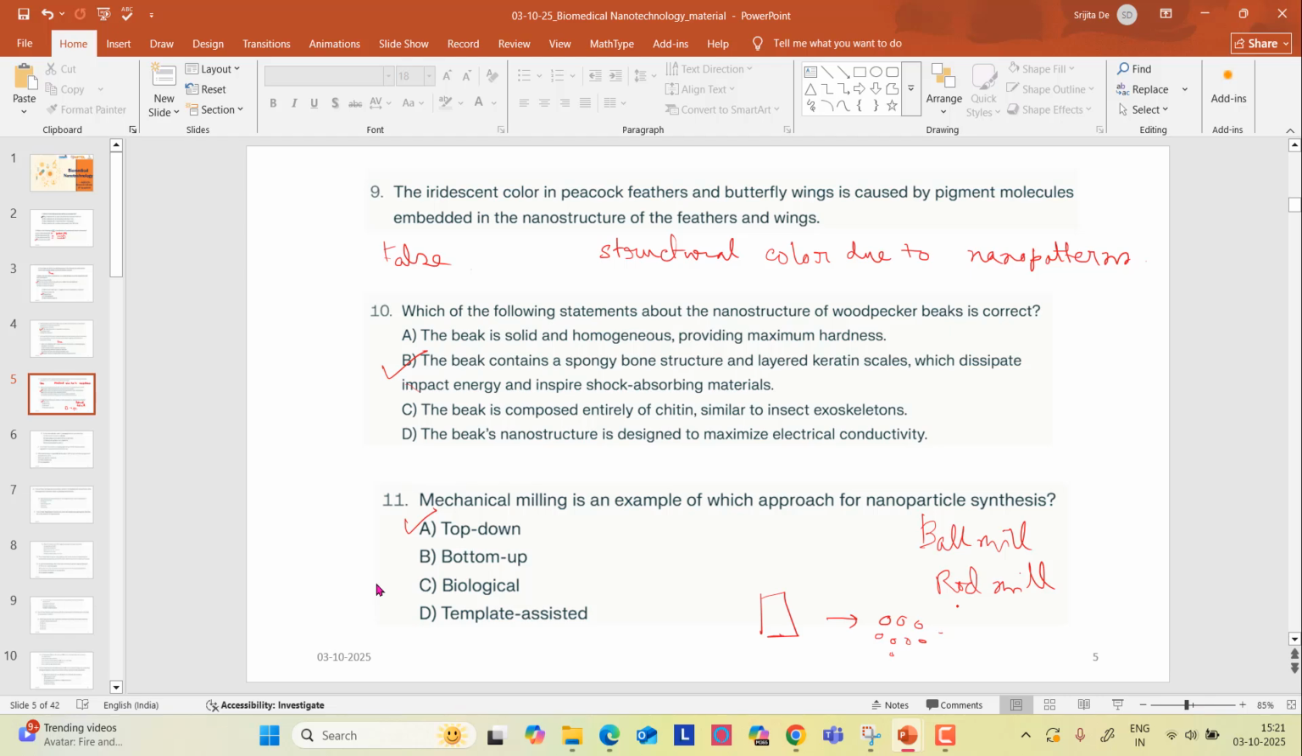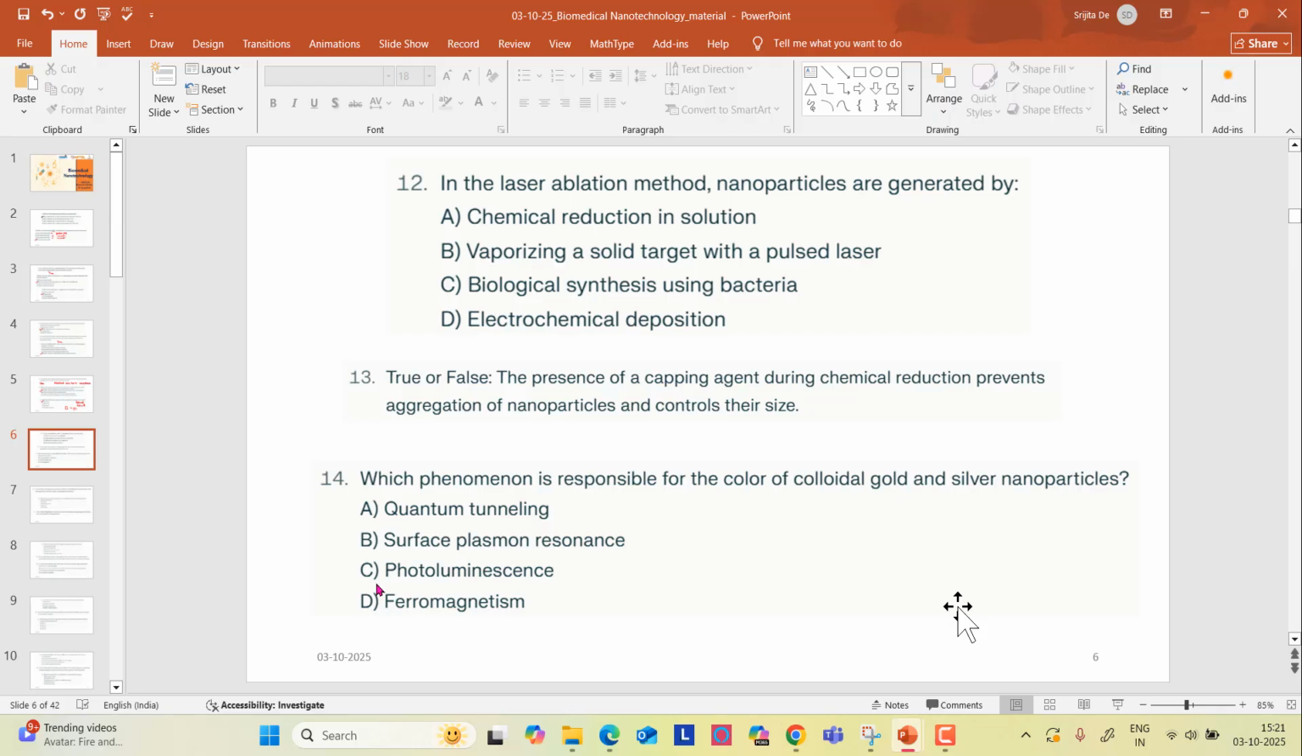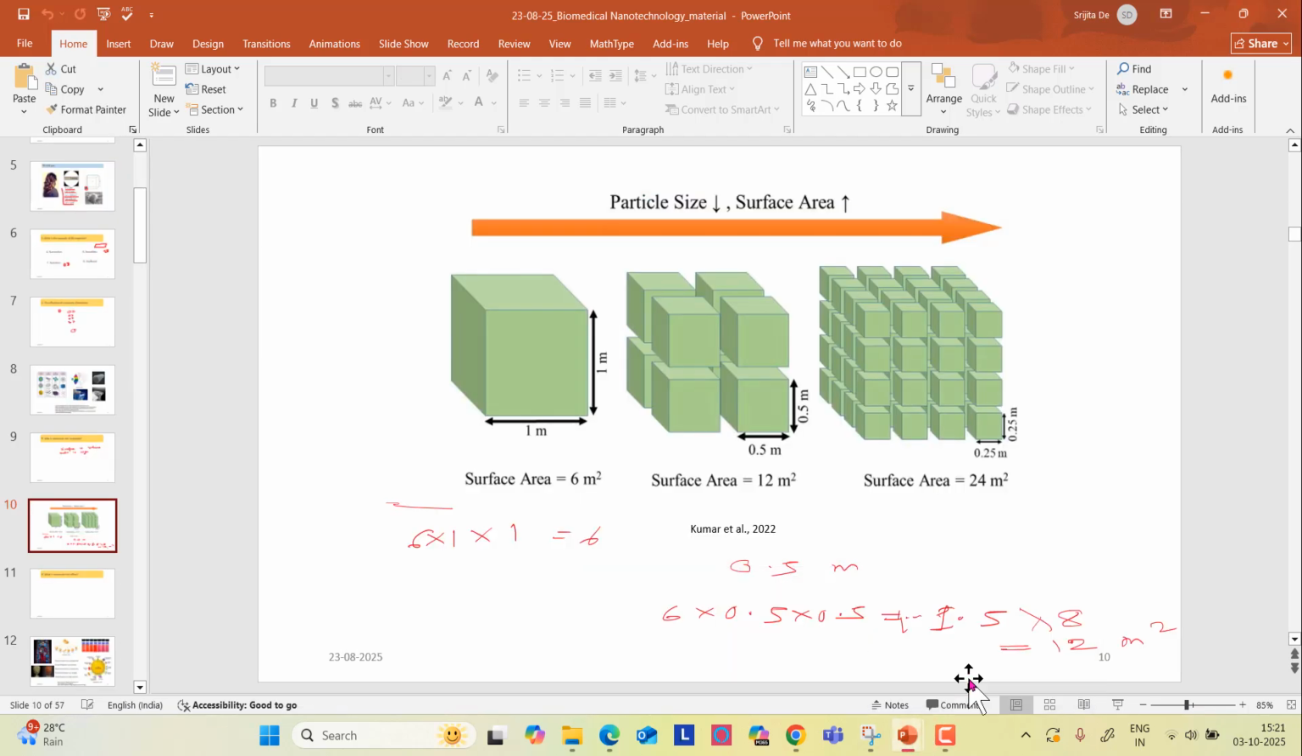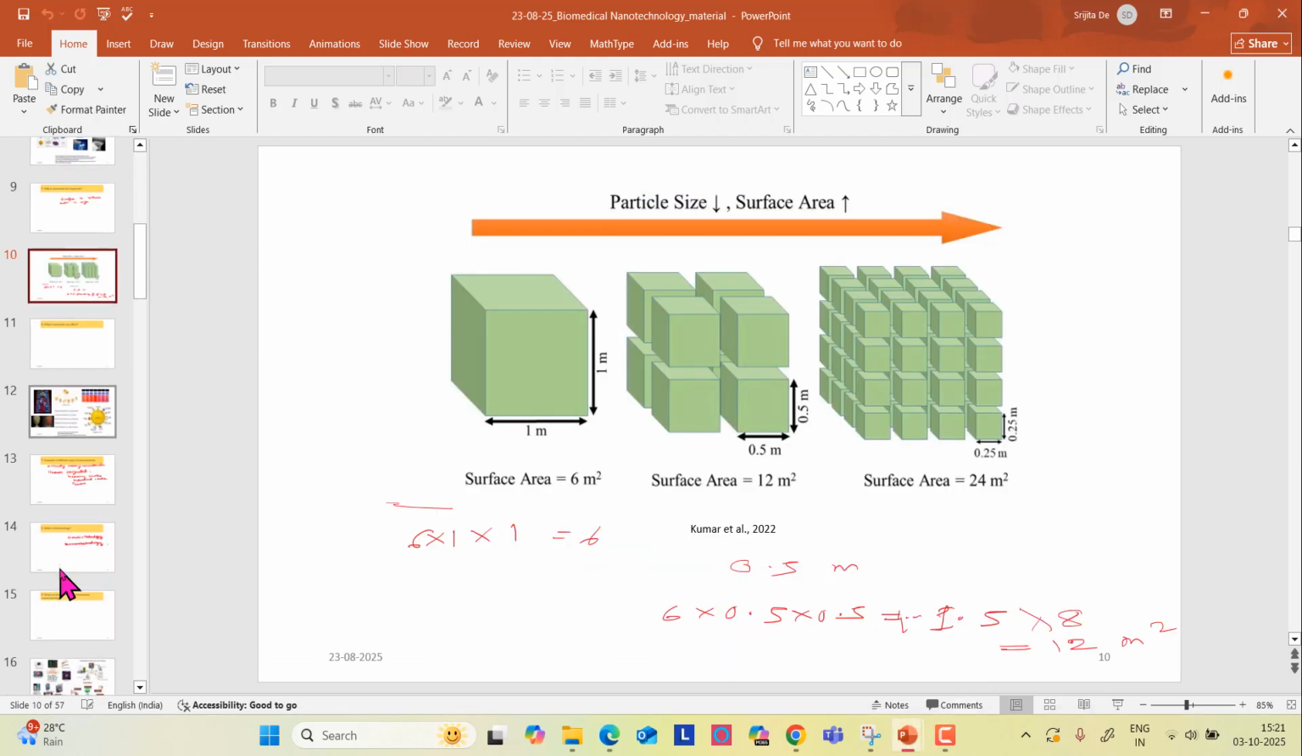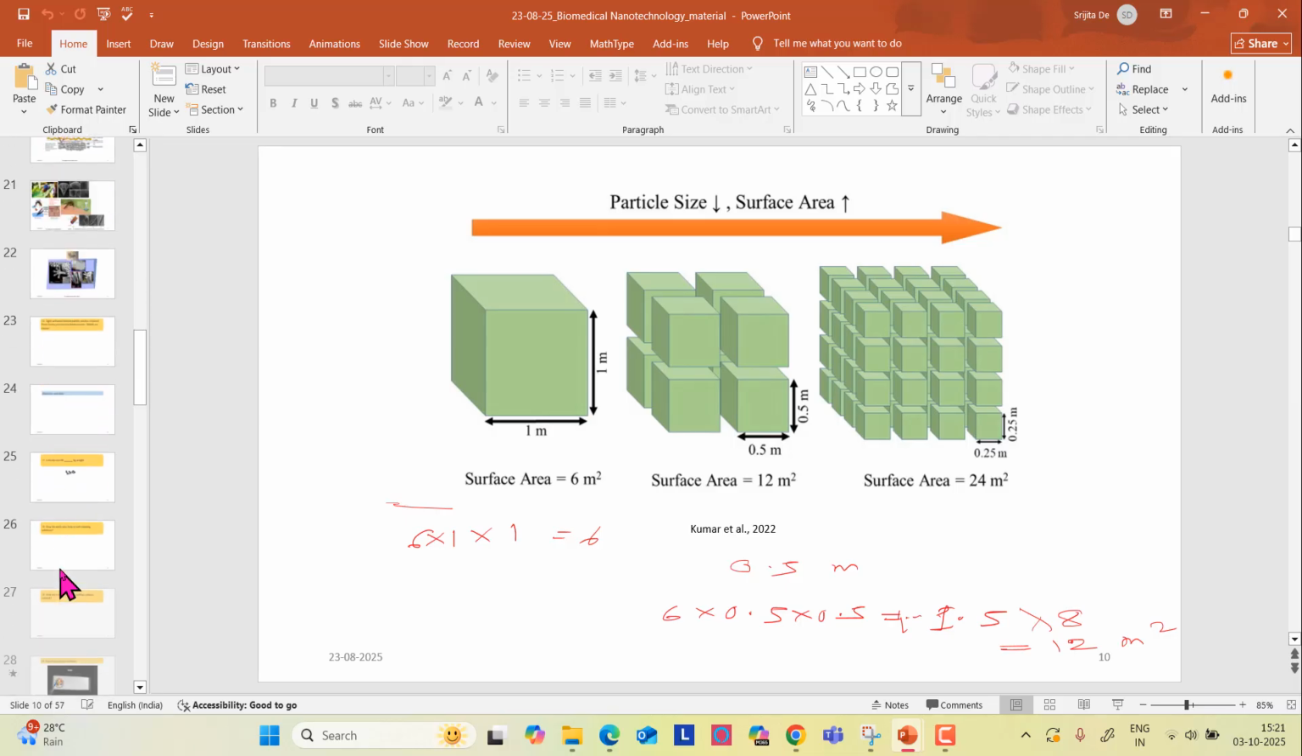Next. In the laser ablation method, nanoparticles are generated by chemical reduction in solution, vaporizing a solid target with a pulsed laser, biological synthesis using bacteria, or electrochemical deposition. So in the laser ablation method, what was that we have seen in the first week of lecture?